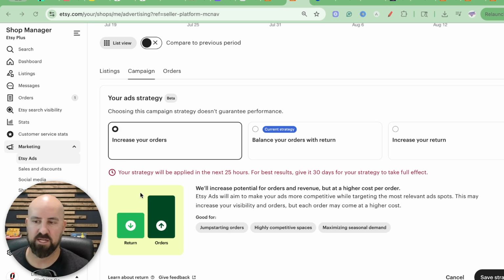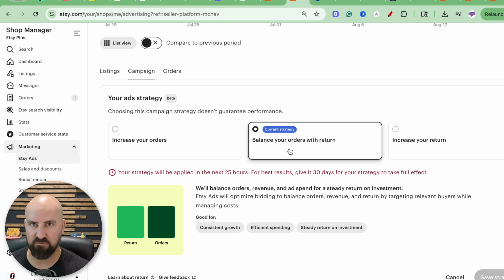All right, so the first strategy is increasing your orders. With this strategy, you're going to get more orders, but you're also going to spend more, or basically your return on ad spend is going to be higher. It's confusing how they have this laid out, but just know if you increase your orders, you're spending more but also getting more orders. The balance one is the one that you're automatically defaulted to, especially if you have less than $25 ad spend. So they're just going to try to do a balance of orders and return on ad spend. One's not going to be higher than the other.